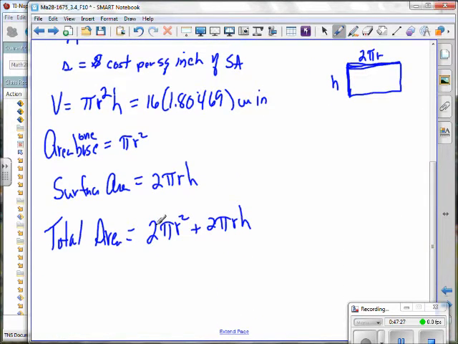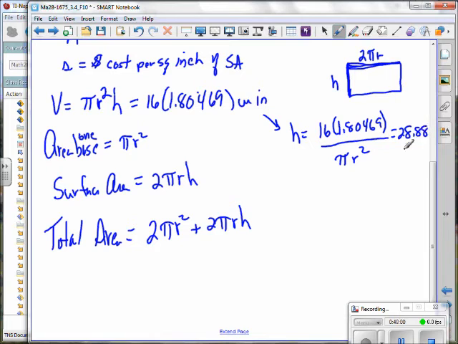Yeah, Connor? Okay, so if I solve volume for h, you said h equals 16 times about 1.80469 divided by pi r squared. Do you have any value for 16 times 1.80469? Because that's an approximation anyway. 28.88. Divided by pi r squared, and that's going to be in inches.